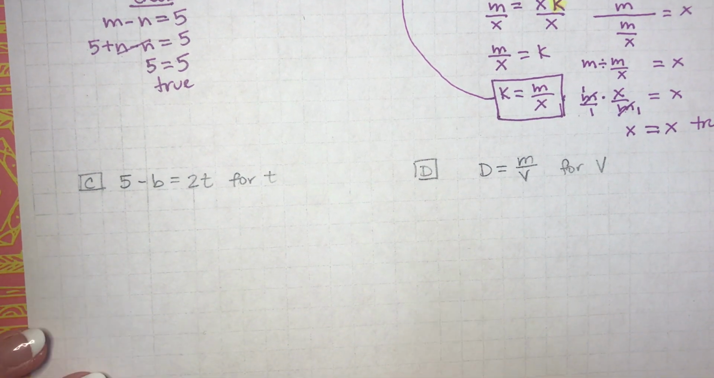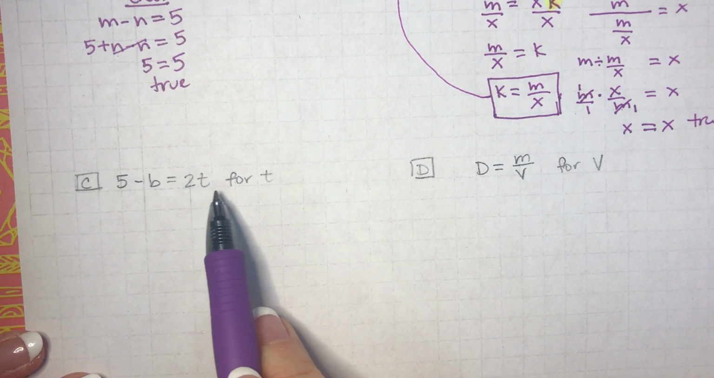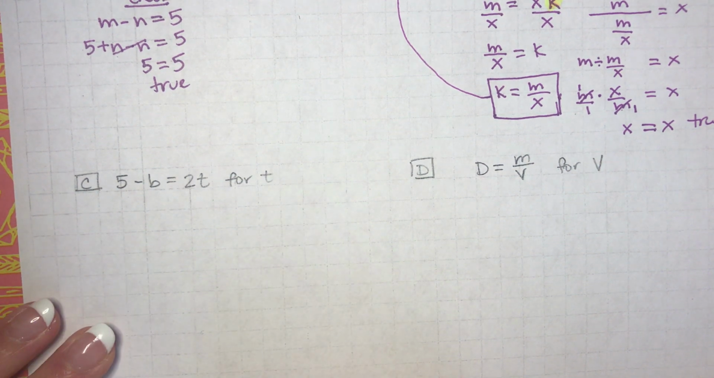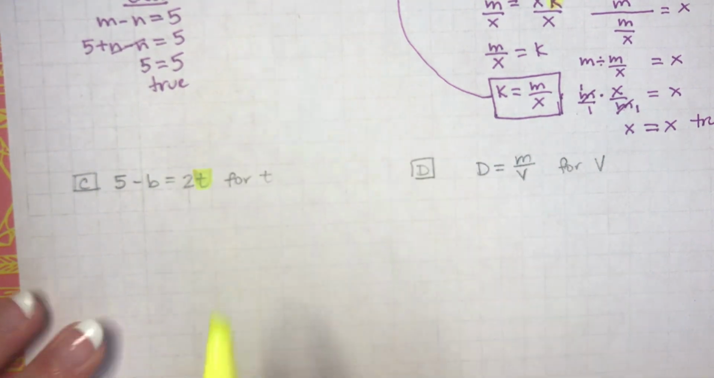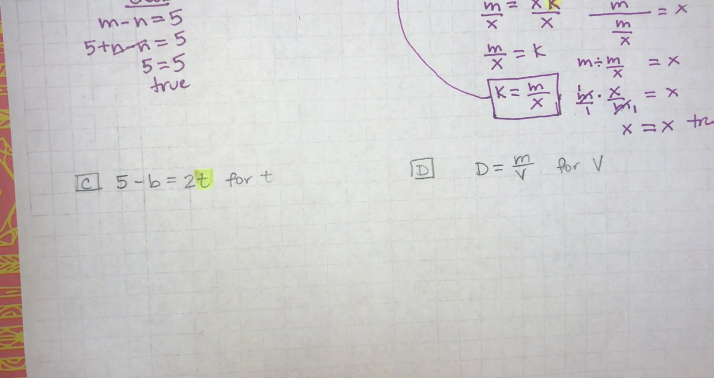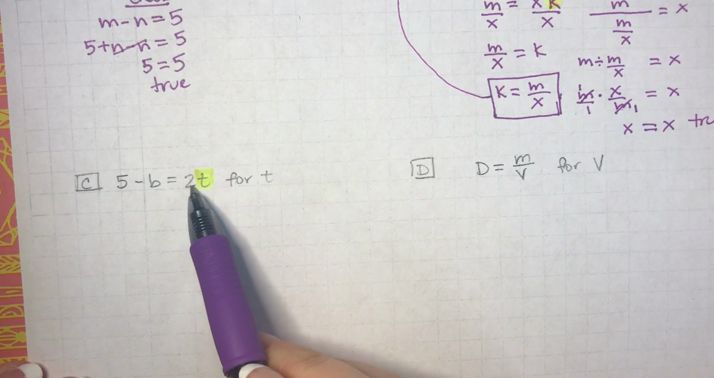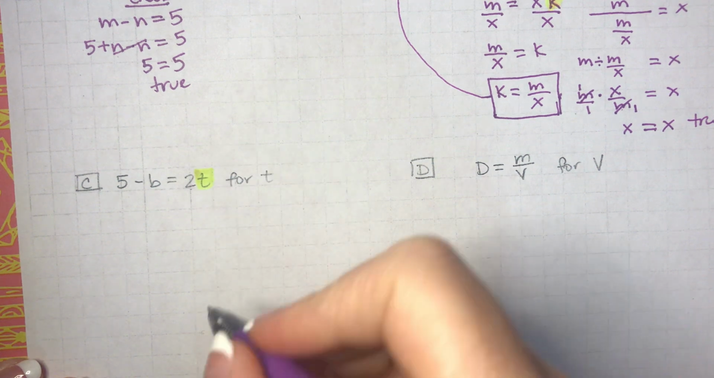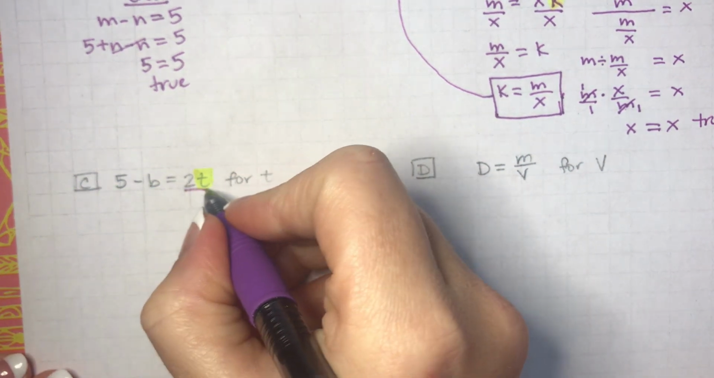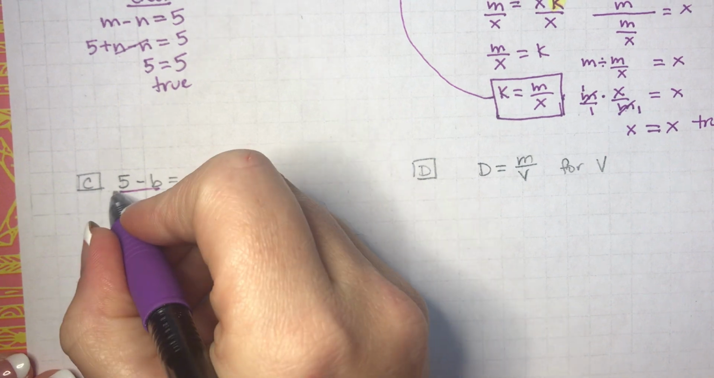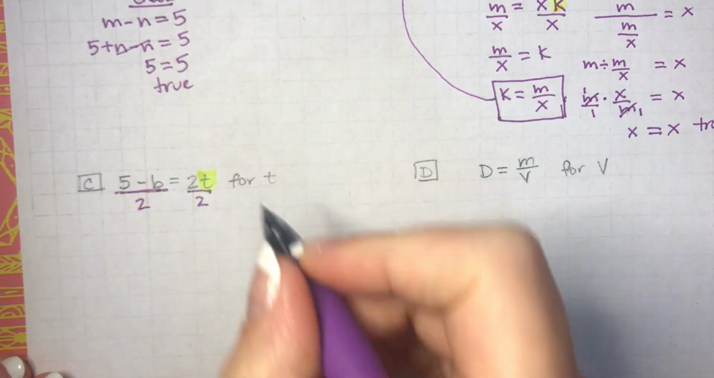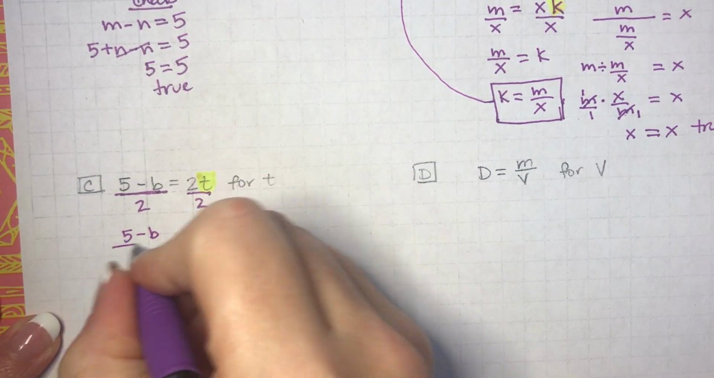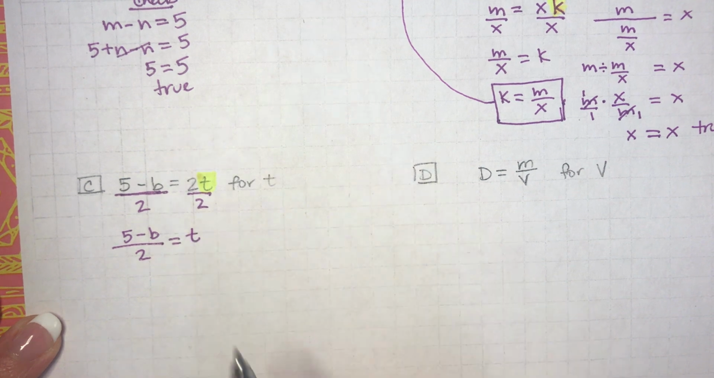So C, it says 5 minus b equals 2t, and we're going to solve it for t. So we're going to try to get t by itself. Well, the only thing around t is this 2. How's the 2 related? It's multiplied. 2t is the same thing as 2 times t. So we're going to do the inverse operation of multiplication, which would be division. So we're going to divide both sides, and I have to divide this whole thing by 2. So what I end up with is 5 minus b all over 2 equals t.